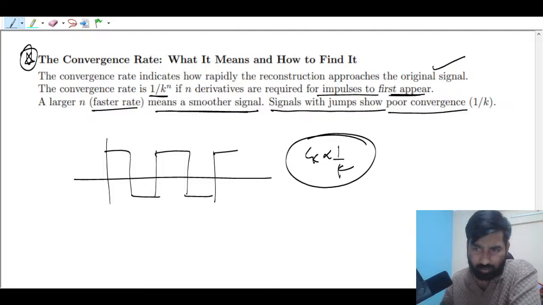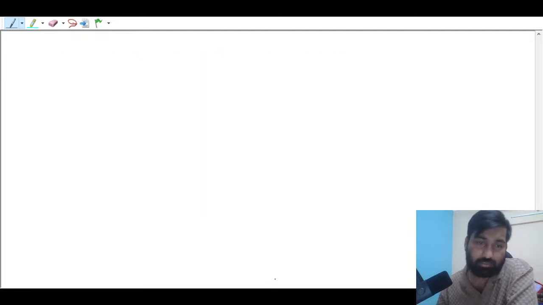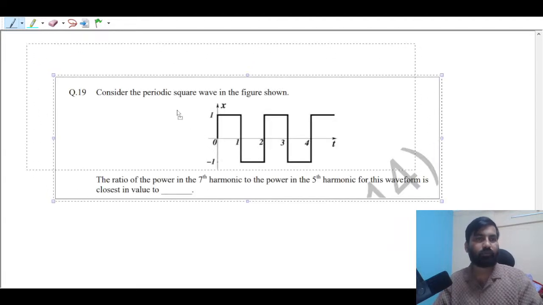So I will take one question, and we will try to solve that question. That question was asked in GATE 2014, okay, in set 2 paper. So I will take that question and try to solve that. Okay, see what the question was. So the question was this, right?